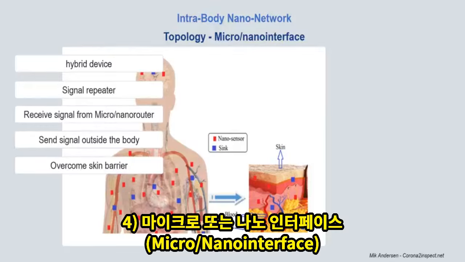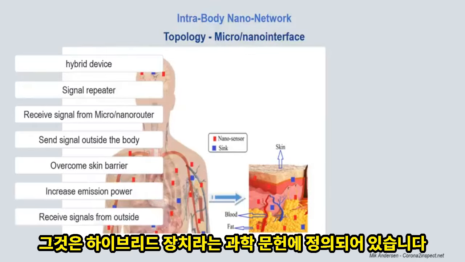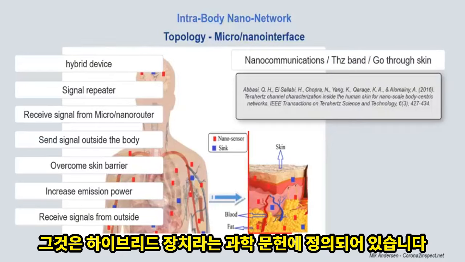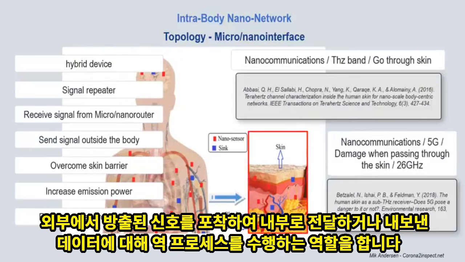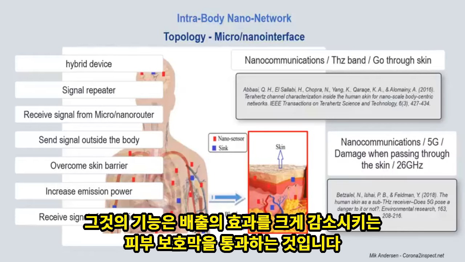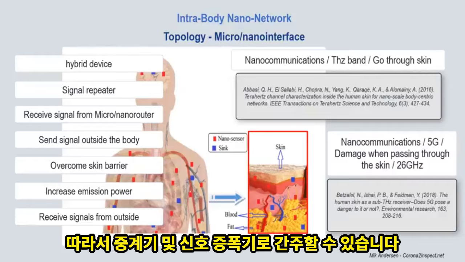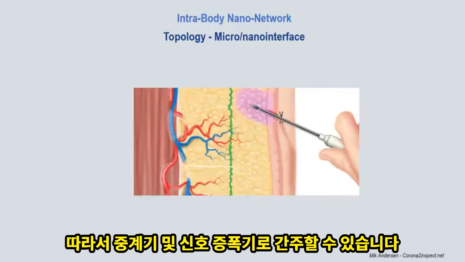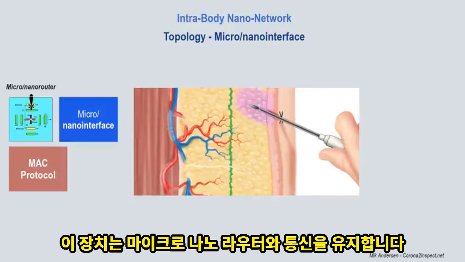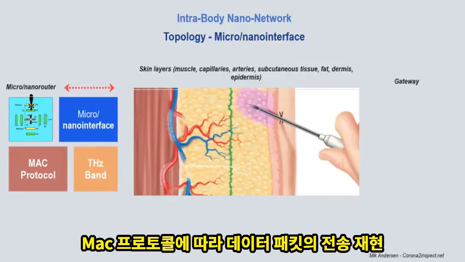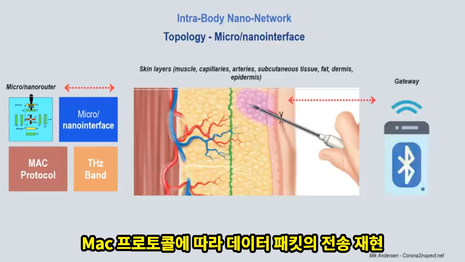4. Micro or nano interface. It is defined in the scientific literature as a hybrid device, responsible for capturing the signals emitted from the outside and transmitting them inward, or performing the reverse process outward to emit data. Its function is to pass through the skin barrier, which greatly reduces the effectiveness of the emissions, therefore it could be considered a repeater and signal amplifier. This device maintains communication with the micronanorouter, reproducing the transmission of data packets, according to the MAC protocol.